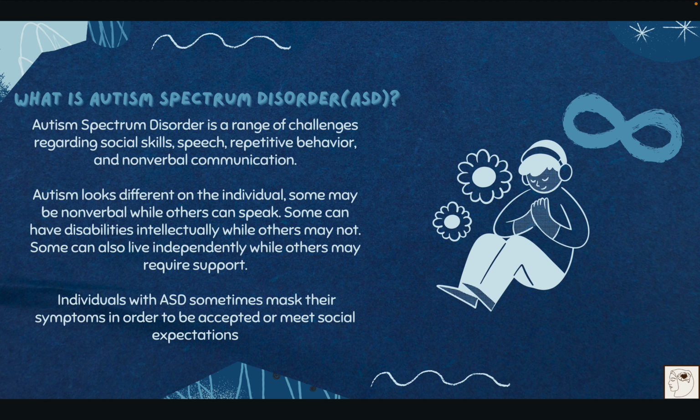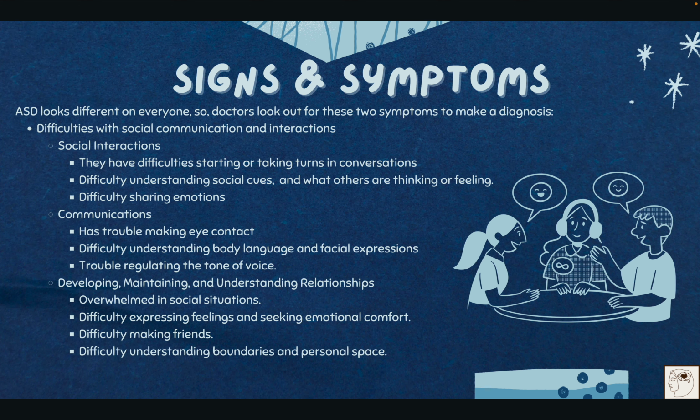Individuals with ASD sometimes mask their symptoms in order to be accepted or meet social expectations. And this is kind of a reason why some adults are diagnosed with ASD during adulthood rather than childhood, because they mask their symptoms and it's more difficult for doctors to diagnose. This is more common with women. So ASD looks different on everyone.